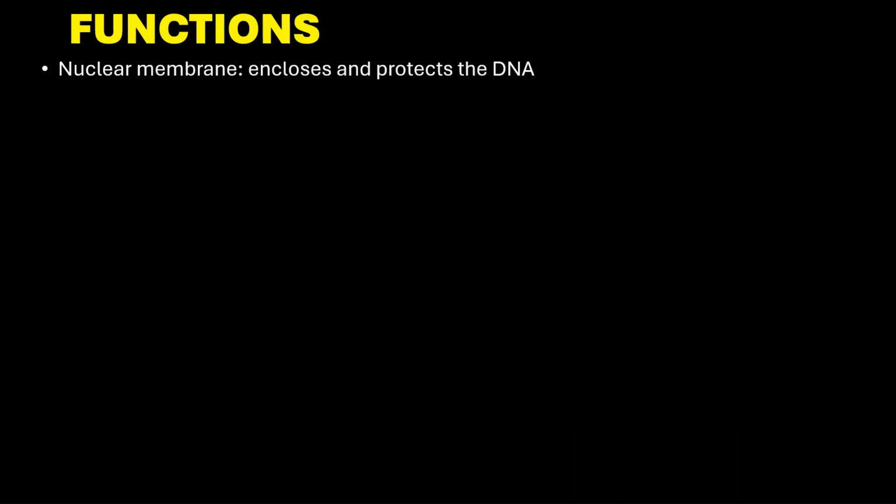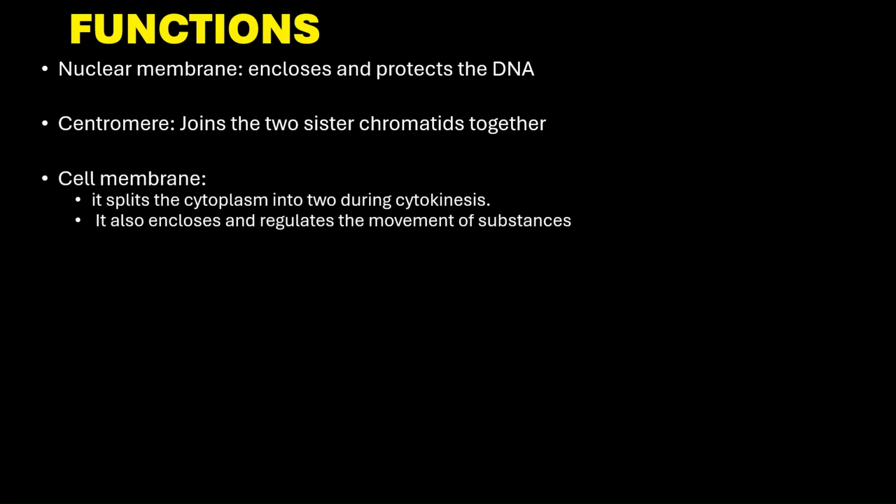We have the nuclear membrane. It encloses and protects the DNA, and that is a function. And then we have the centromere. It joins the two sister chromatids together. We have the cell membrane. It splits the cytoplasm into two during cytokinesis. And then it also encloses and regulates the movement of substances.